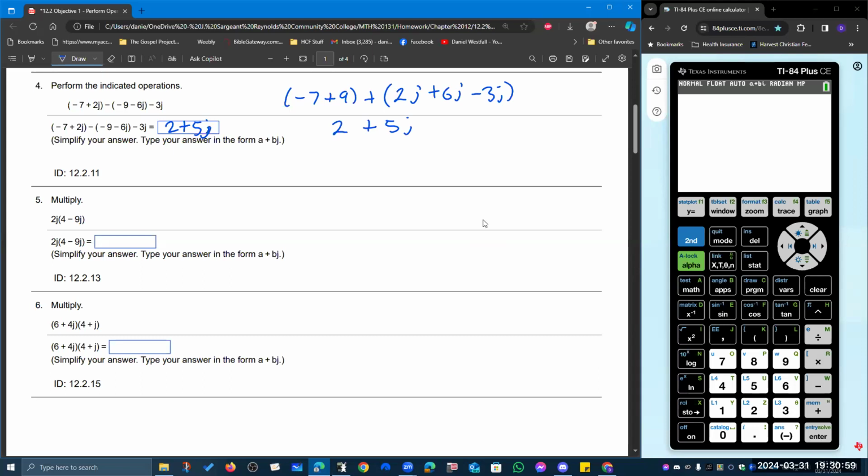Now let's multiply. 2j times 4 is 8j, minus 2 times 9 is 18, j times j is j squared. So 8j minus 18 times negative 1 will be 8j plus 18. We're going to write this in a plus bj form: 18 plus 8j.